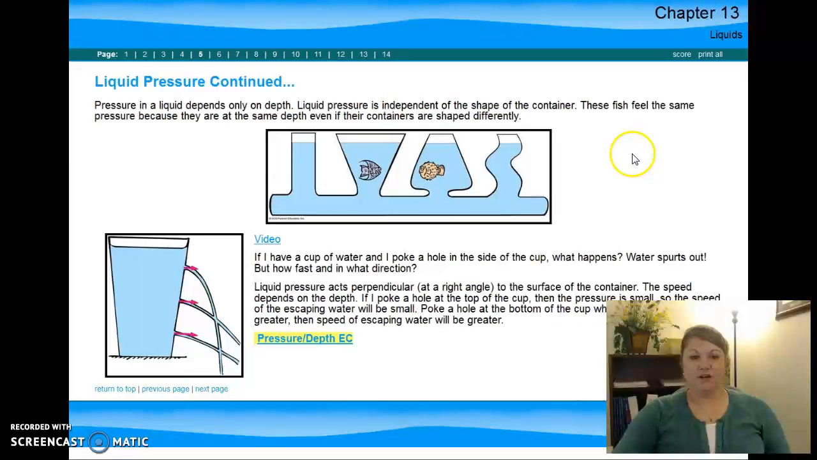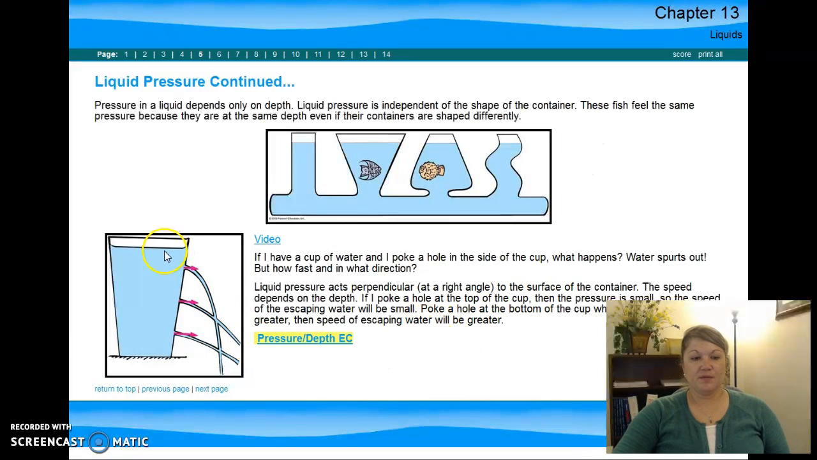Now, you may have heard the phrase, water seeks its own level. Right? Because what it's doing is it's leveling out due to pressure. And again, pressure depends on depth. So no matter what kind of funny shaped container you have, like here, pressure is the same because it depends on the depth, right? That's why these two fish here in the picture will feel the same pressure.